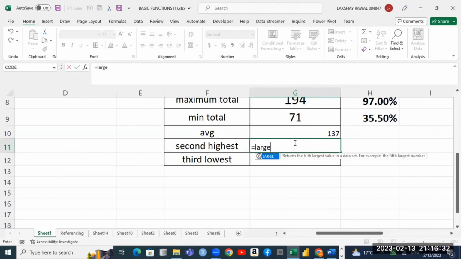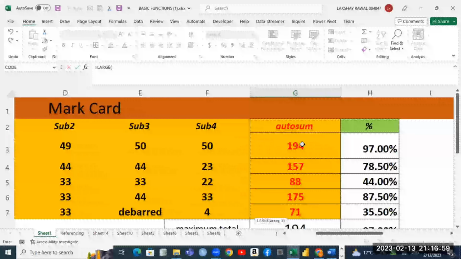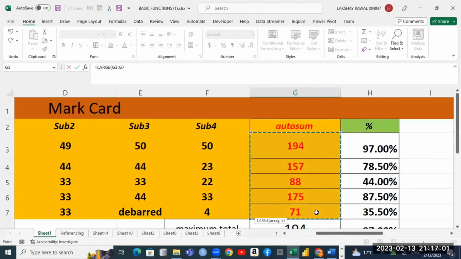Large function. Now, please see the syntax. What is the meaning of syntax? Syntax means whatever is given in the simple brackets. In the simple bracket of the function Large, it says array comma k. What is array? Array is nothing but range. Now, where is your array? From which range do you have to find the second highest? From this range.